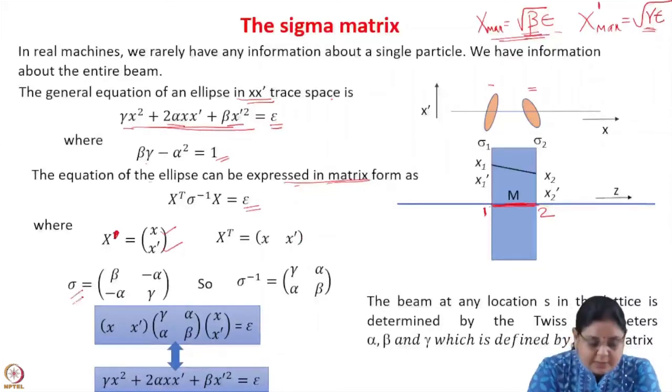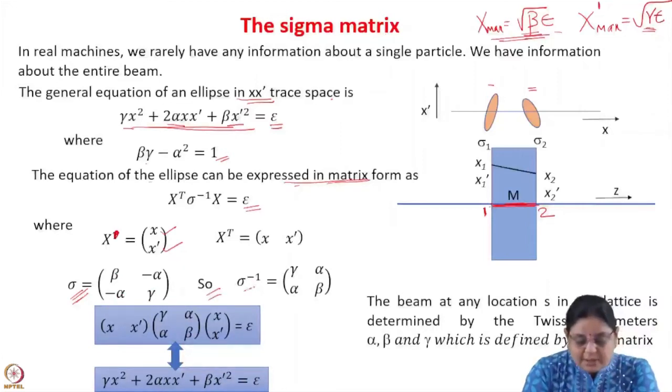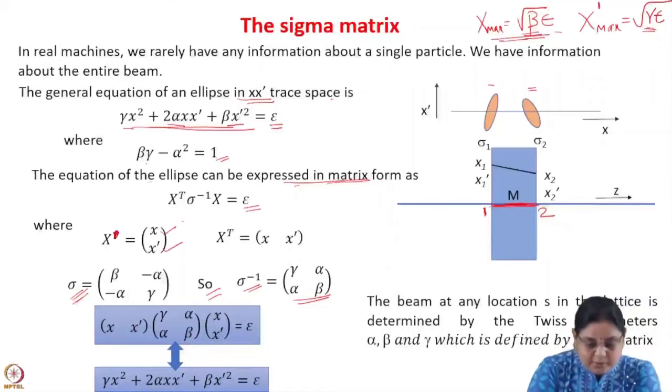Now we define a sigma matrix, which is only in terms of the twiss parameters alpha, beta, gamma. So we define a sigma matrix for the beam at any location as a matrix with beta, minus alpha, minus alpha, gamma. The sigma inverse of this matrix can be written in this form. Now let's write X transpose sigma inverse into X is equal to epsilon, and when we multiply out this expression, we get the equation of the ellipse.